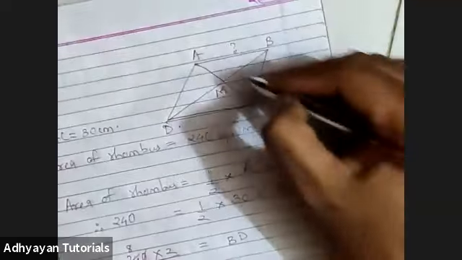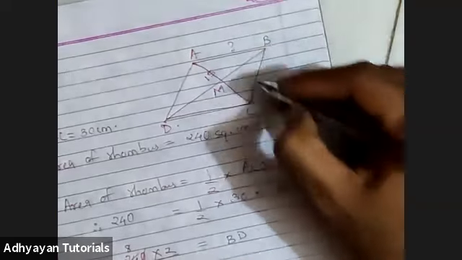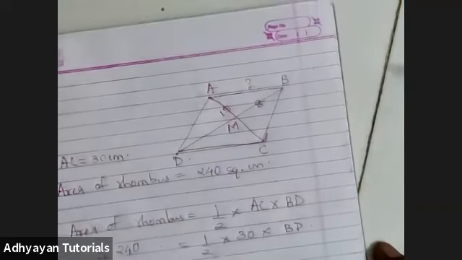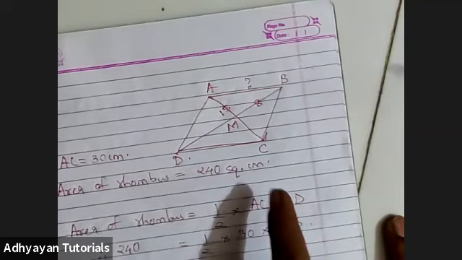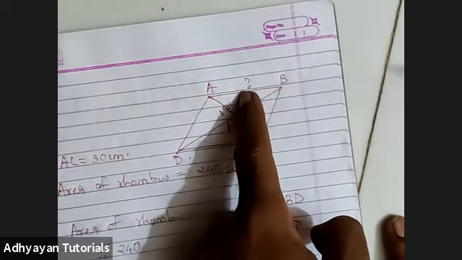So AM's value is 15 and MB's value is 8. Now, children, our aim here is to find the perimeter. Perimeter is nothing but 4 into side. The side we are aiming to find is AB.